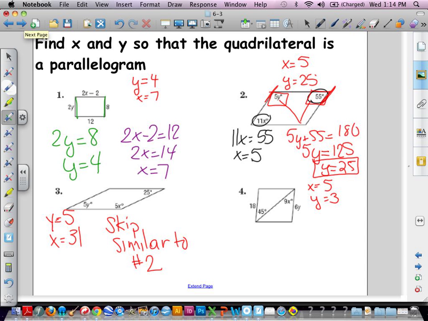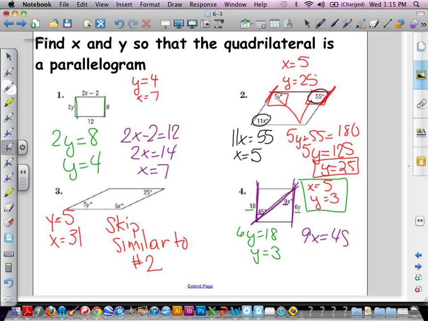Number 4, whoops, our answer's getting lost here. Here's the answer to number 4. Opposite sides are equal, so I think you got that. 6y is 18, y is 3. Again, this time you're using your parallel lines and you're using your transversal line. And we talked about this the other day. So now you have alternate interior angles. 9x is equal to 45. X is 5.